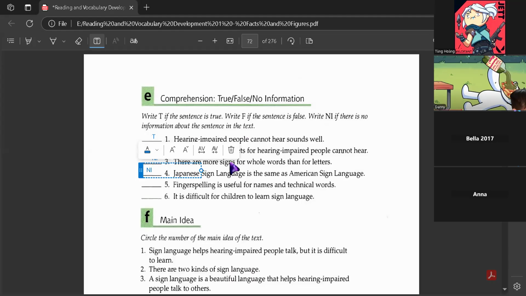Let me ask ChatGPT to see if it is correct. Although it's correct in real life, it doesn't matter because in the text there is no information about it.